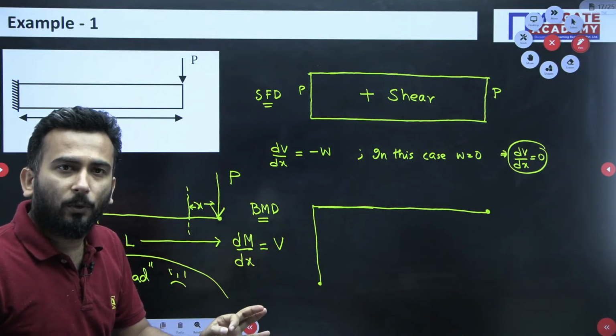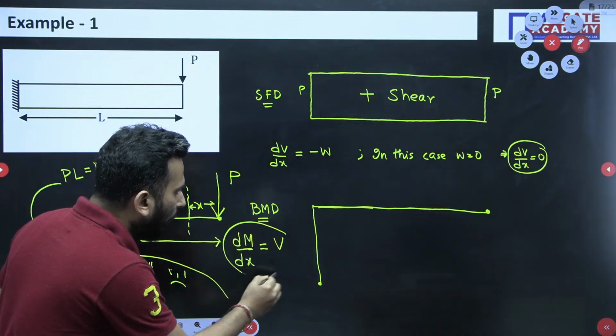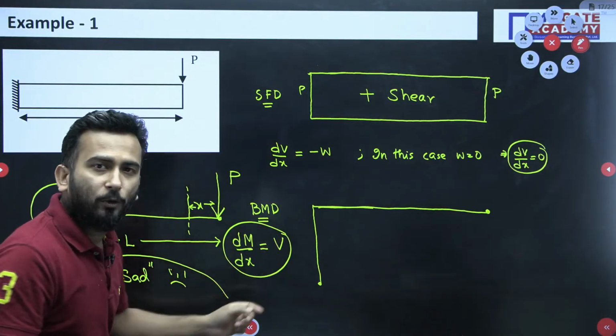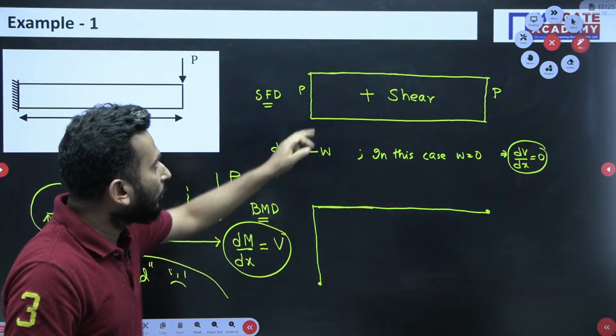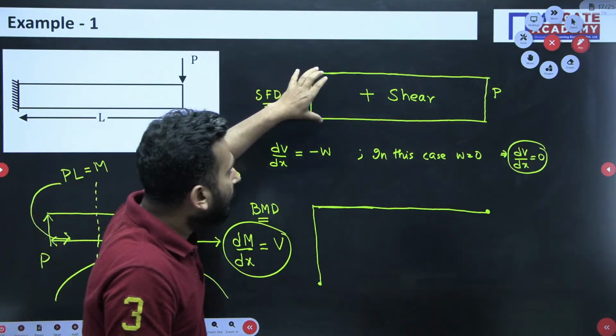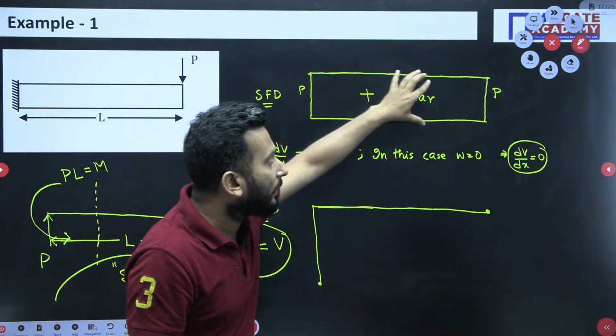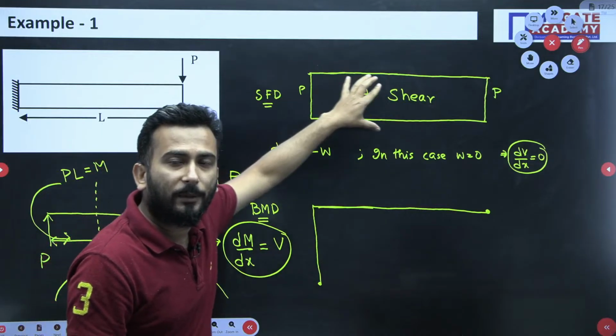Slope will guide you how to move ahead. So this is saying that the slope of the bending moment is equal to the value of the shear force. So for this you refer to the shear force diagram. Now my dear friend, tell me one thing. The shear force is constant. The value of the shear force is constant over here, as you can see from the SFD.